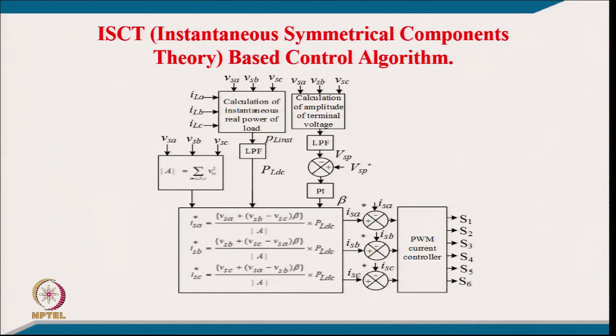What we are doing, as you can see here, is taking the load current and the source voltage, I mean the voltage at the point of common coupling, which we already got. If it is a 3-phase 3-wire system, we can sense only 2 line voltages, and from these 2 line voltages we can estimate the 3-phase voltage, which are used here.